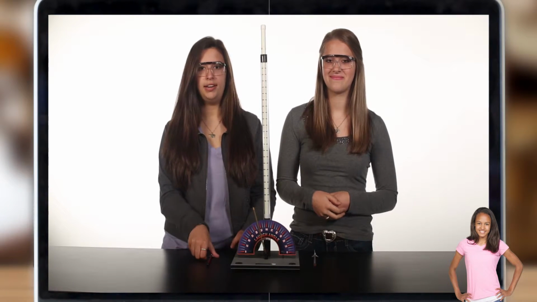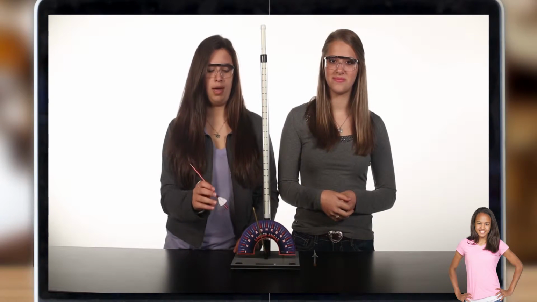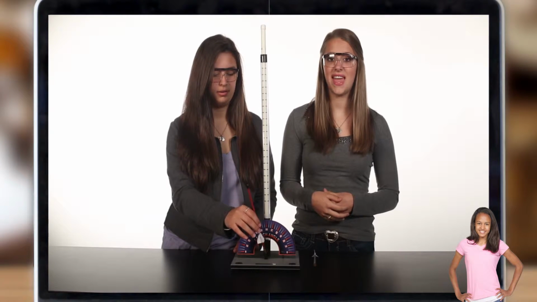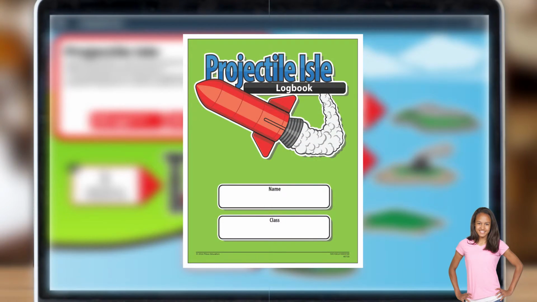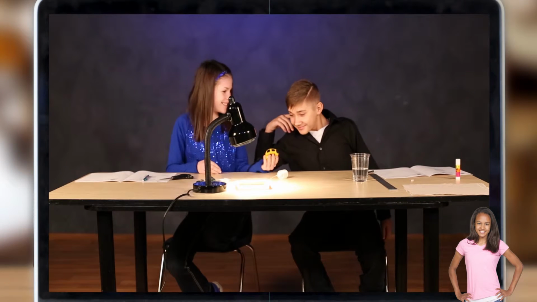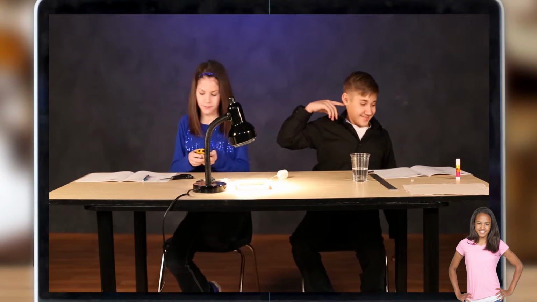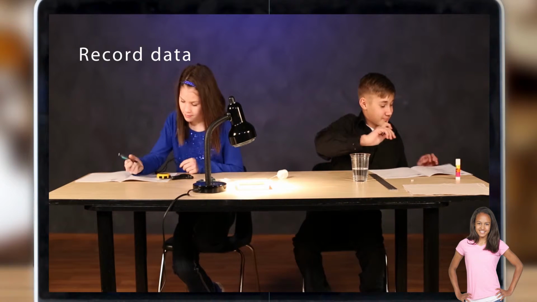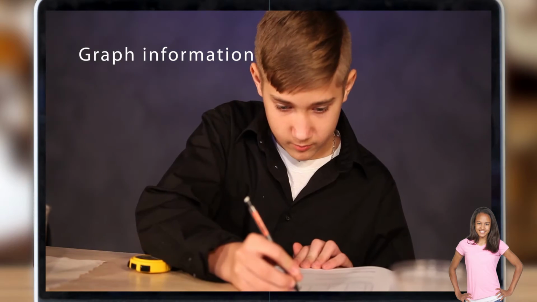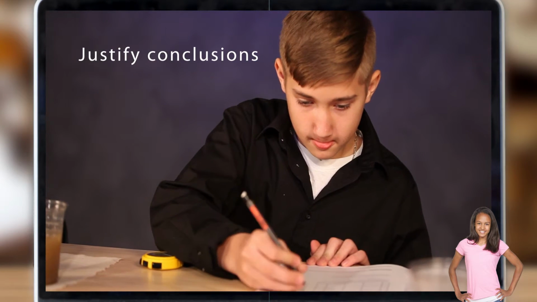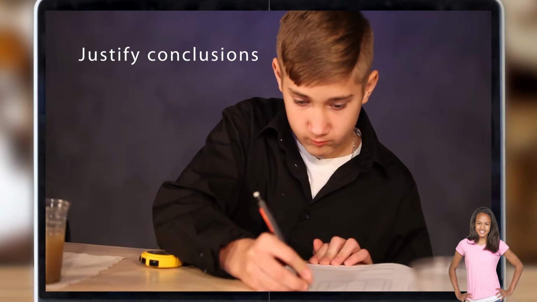Zoe understands that most tasks will require her to work with a partner to complete a hands-on activity. She also knows that even though she is working with a partner, they will each have their own individual logbook to complete. Every expedition has its own unique logbook. Zoe will record data, analyze data, draw conclusions, graph information, and justify her conclusions as she works through the Projectile Isle expedition.